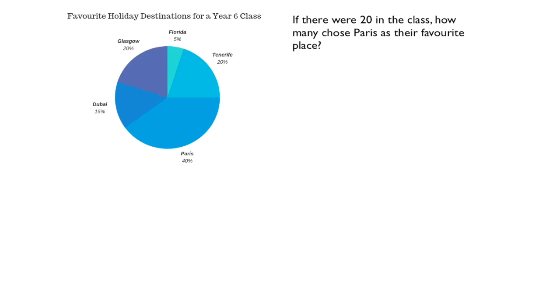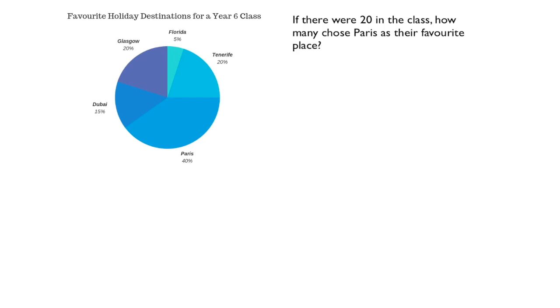So even though it sounds like a bad boy band from the 1980s, this is still a big part of your 11 plus exam. And we're going to have a look at this particular question: the favorite holiday destinations for a year 6 class. So the first thing to remember about pie charts and percentages is that the whole pie chart represents 100%. That is a definite given.